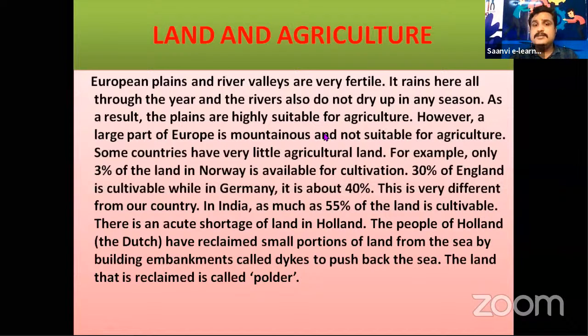What is the answer? Here, once again, the people of Holland, the Dutch, have reclaimed a small portion of land from the sea by building embankments, a border called dikes, to push back the sea. This embankment is actually made with rocks. In the coastal area, if you visit, you can see some rocks placed on the border, so when the waves hit them, they move back.